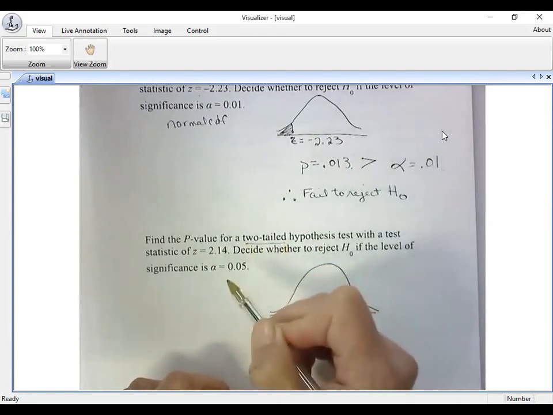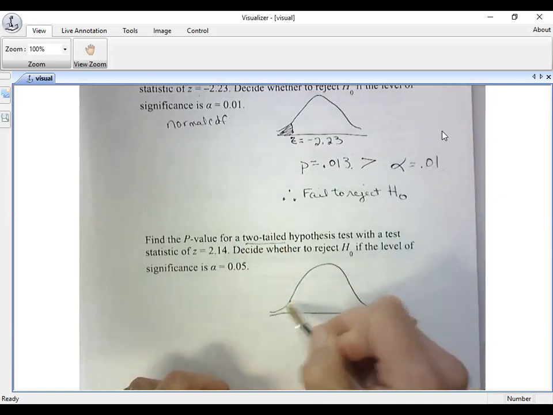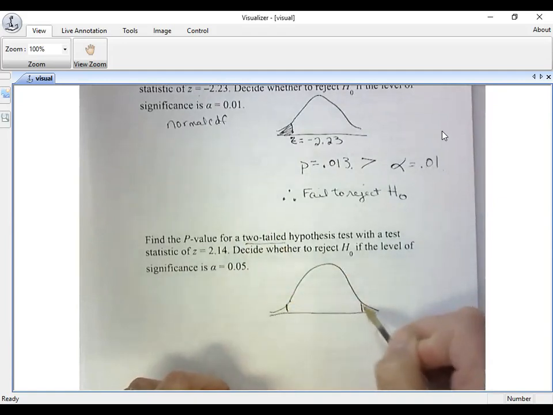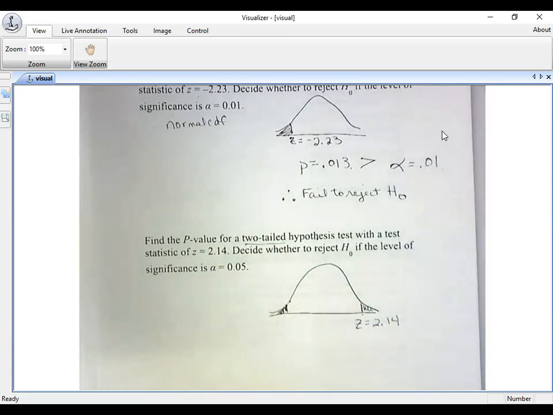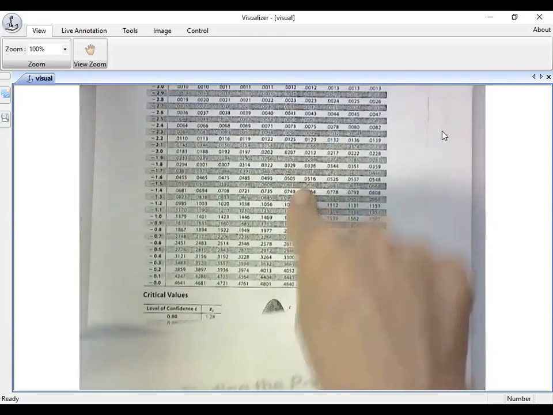It's two-tailed, isn't it? So doesn't that mean that I have area in both of these tails? And it tells me that my test statistic is Z equals 2.14. Now, how am I going to figure out my Z value? Or not my Z value, my P value? If you don't want to do a normal CDF, could we use the table?